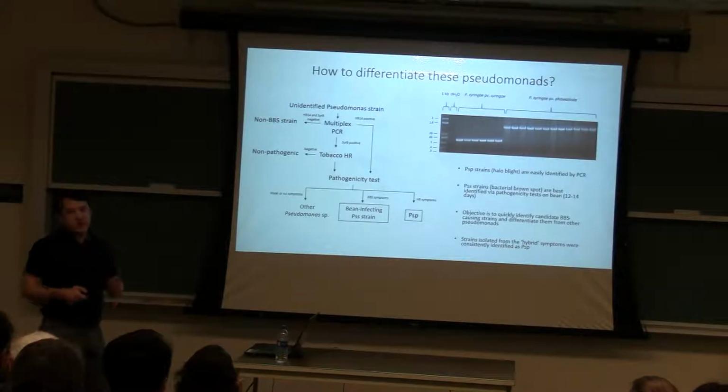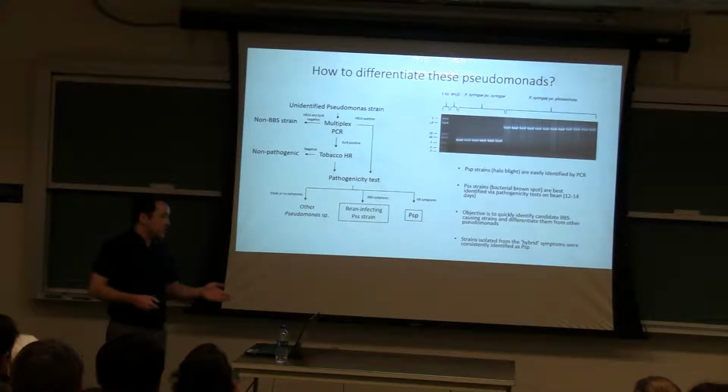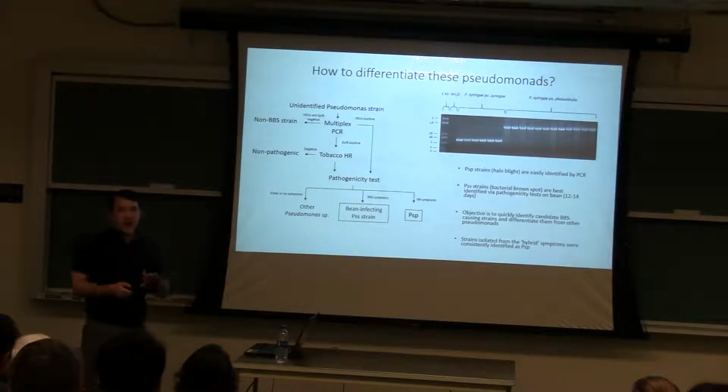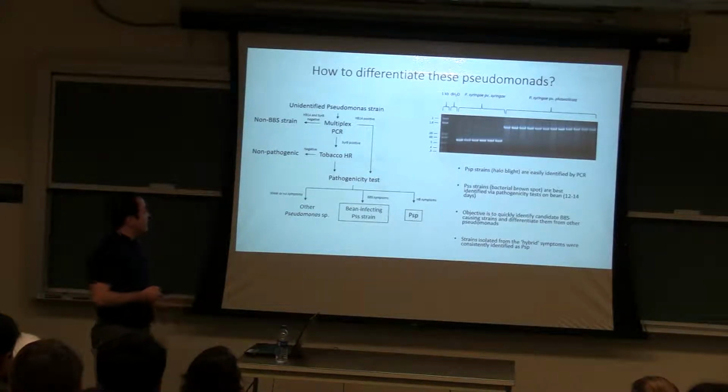But the whole idea here is just to separate out strains that might be pathogens from other Pseudomonas that can grow on the culture media or can be found in association with beans. I'm just trying to reduce the number of strains I actually have to deal with and narrow down what I'm looking for, the causal agent of this unusual symptom.